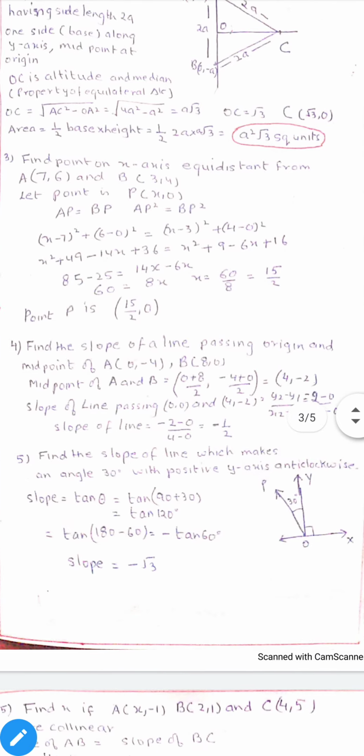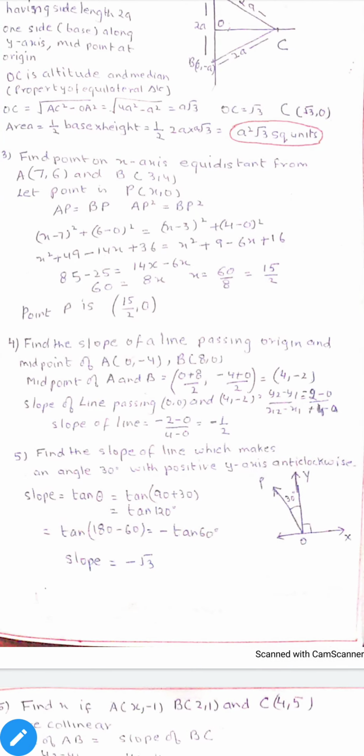Find the slope of a line passing through origin and midpoint of A and B. A and B is given to us. First, let us find out the midpoint of A and B. The midpoint of A and B is (0 plus 8) upon 2, (minus 4 plus 0) upon 2, that is (4, minus 2). Slope of the line passing through (0, 0) and (4, minus 2) is (minus 2 minus 0) upon (4 minus 0), that is minus 1 upon 2.